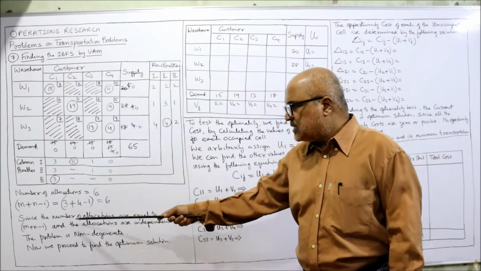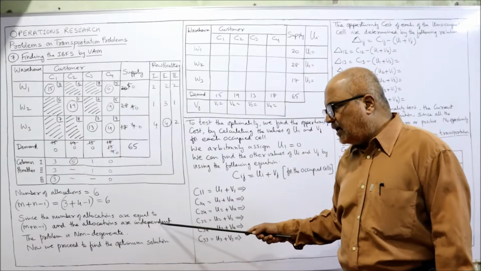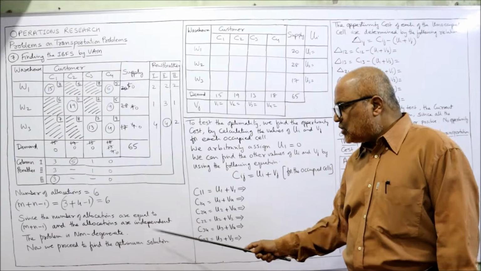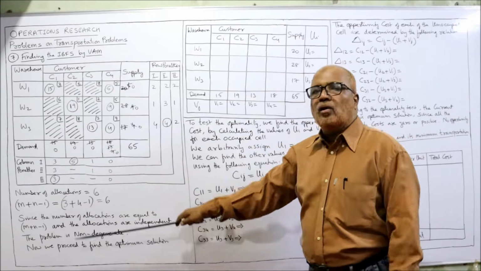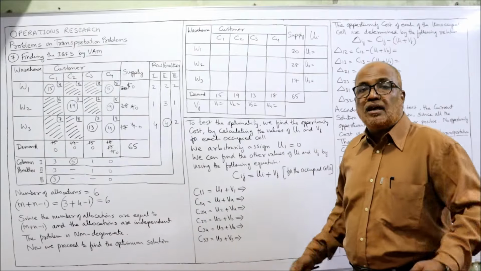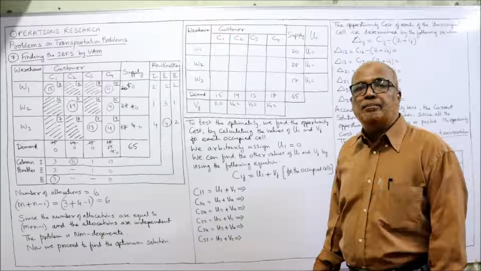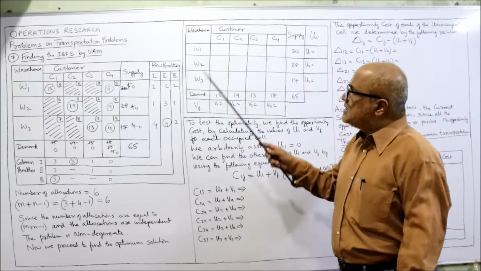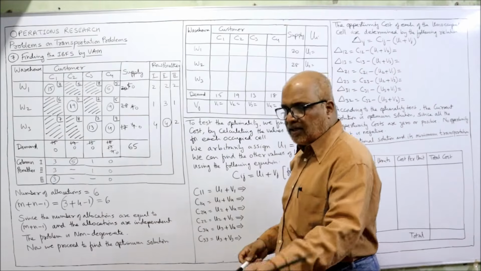So here I have given, since the number of allocations are equal to M plus N minus 1 and the allocations are independent, the problem is non-degenerate. Now we proceed to find out the optimum solution. Up to here already we have done in the previous problem. From this part, this is completely new, because first time we are going to find out optimum solution. So how to find out optimum solution? Same table. See here, same table I have drawn. I have not taken the cost here.